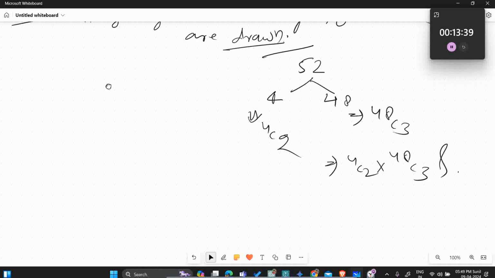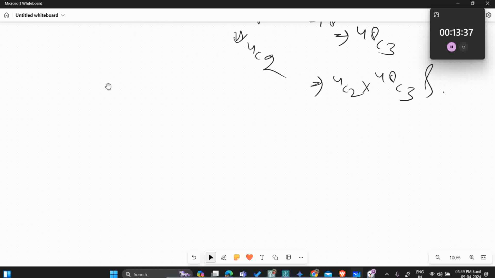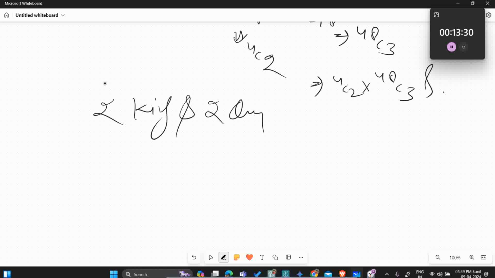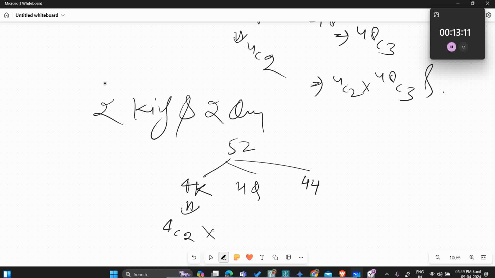Right. Next would be like 2 kings and 2 queens. How many ways? So we have 52 cards, 4 kings, 4 queens, and the rest is 44. Right. And from this, we have to select 2 kings, we have to select 2 queens, and we have to select one only. So this is the way.